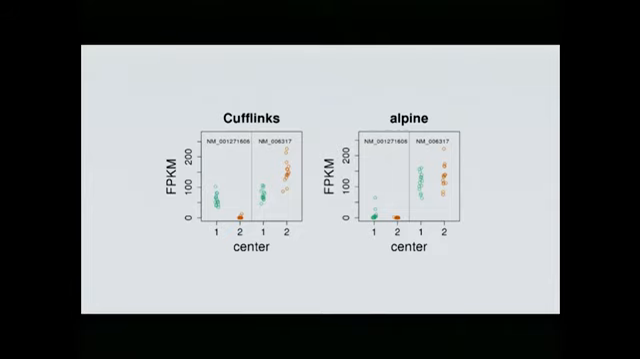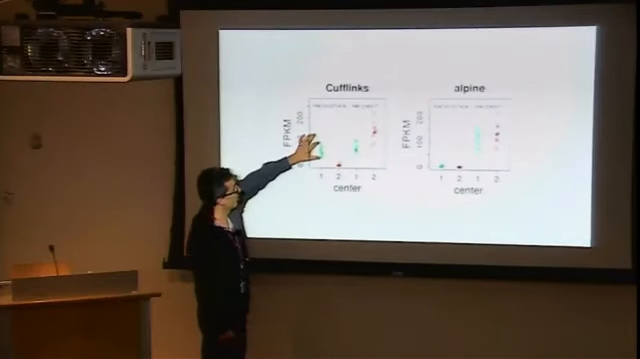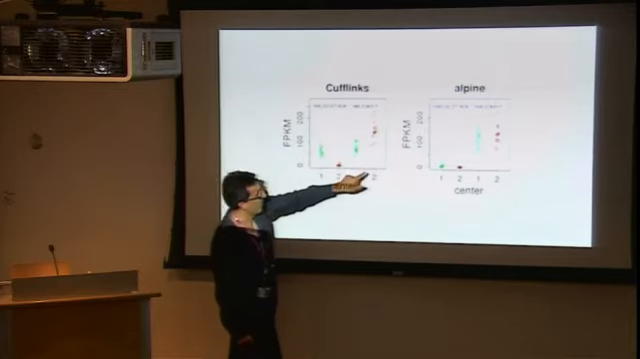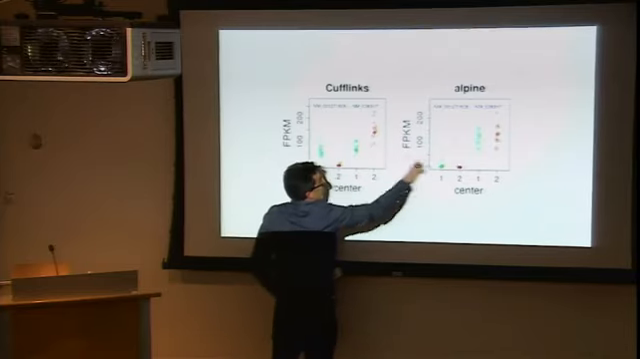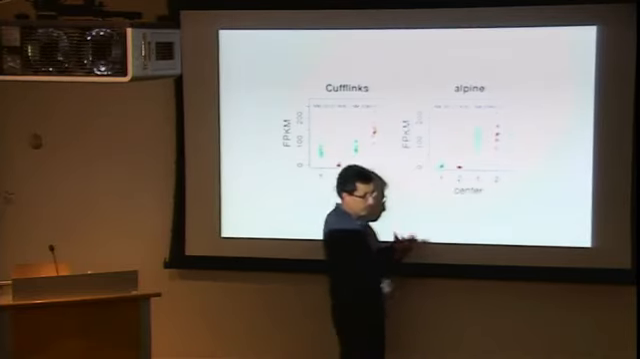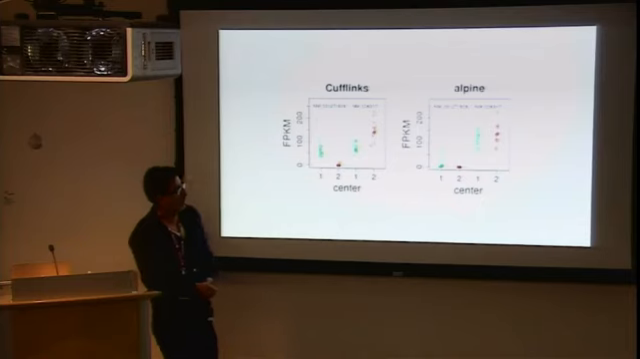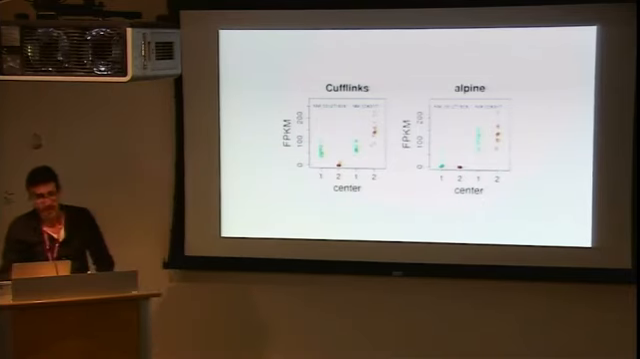Now another example appears. This is an example where lab 2 incorrectly thinks that this transcript is there, right? And once you apply Alpine, this thing goes to 0, and this one goes up because the GC content is correctly accounted for.